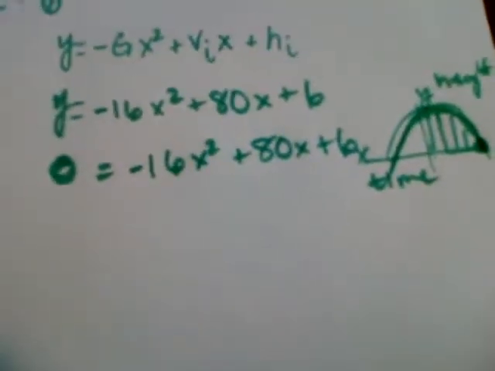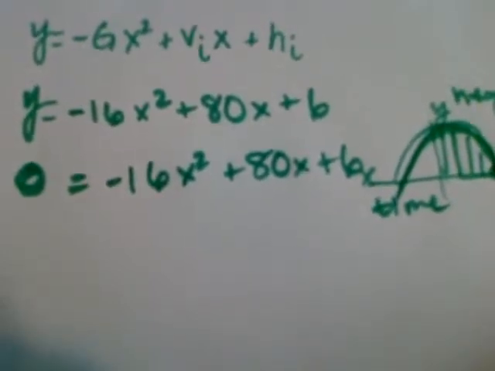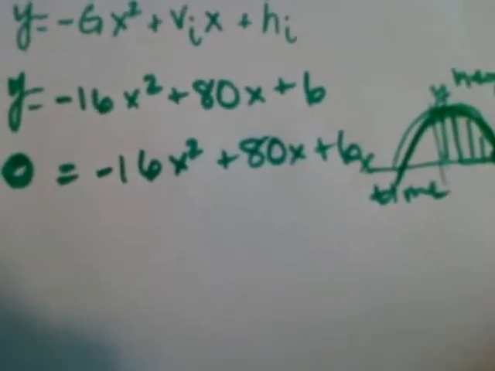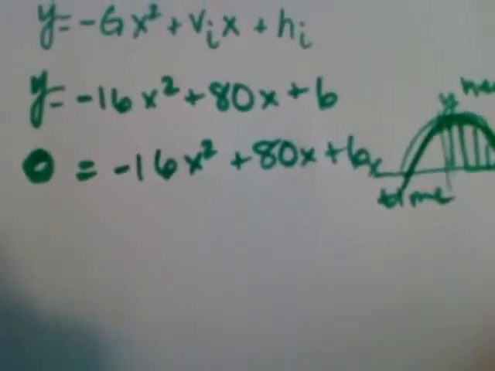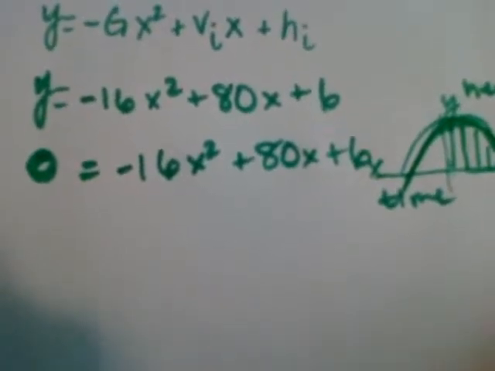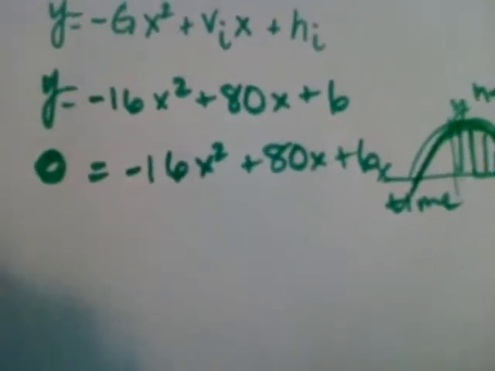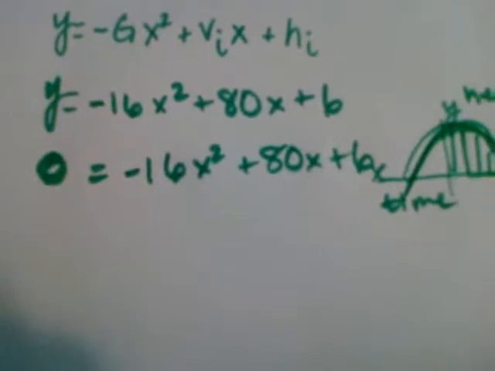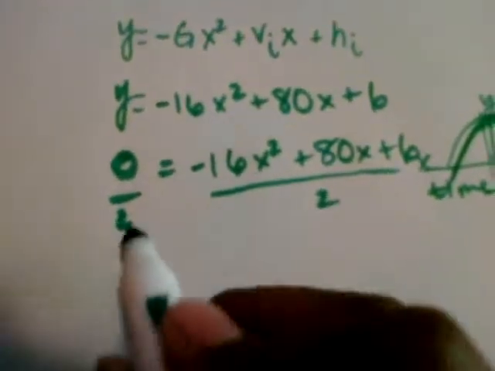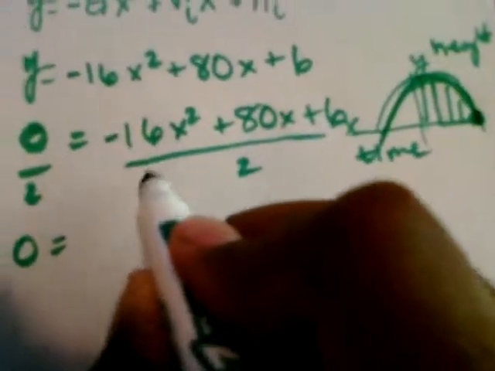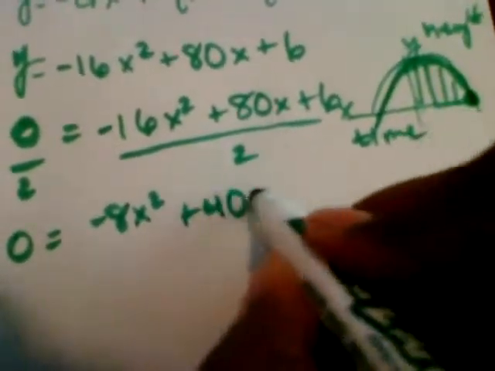Now I can do one of two things. I noticed that negative 16, 80, and 6 all have a number in common, and I can factor that out or divide both sides of the equation by the number they have in common. Or I can use the quadratic formula to solve for it right now. Either one of those will work. I'm going to factor it out first just because I like to make things easier for myself. The number that they all have in common is 2, so I'm going to divide both sides of this equation by 2. 0 divided by 2 is 0. 16 divided by 2, that's going to be a negative 8x squared. That's going to be 40x, and this is going to be 3.